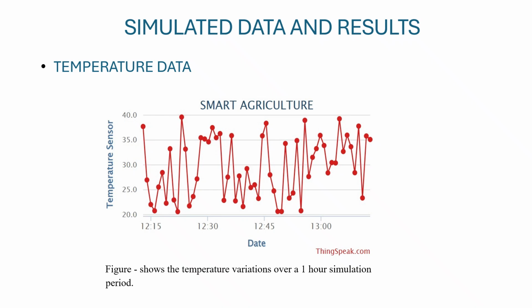So this figure represents the simulated temperature data. The figure represents time on the x-axis and the temperature sensor on the y-axis. That means on the y-axis we get the fluctuating values of temperature. We can see the fluctuations in the temperature sensor data only for the duration of 1 hour. That means we have set our simulation so that we get the fluctuations in temperature for the time duration of 1 hour only. I hope you understood it.